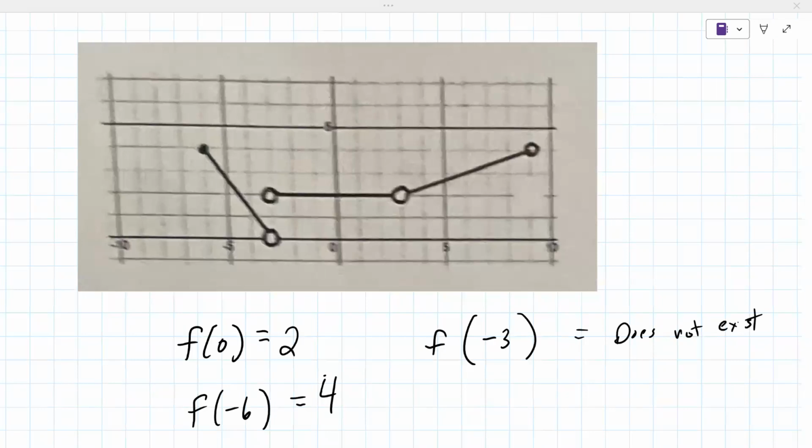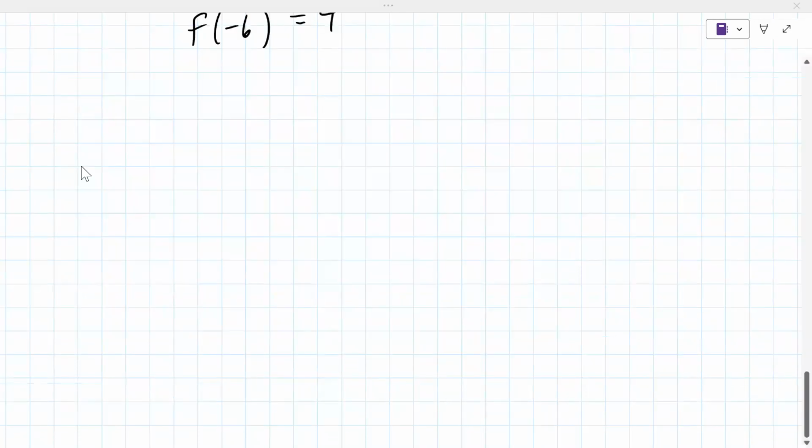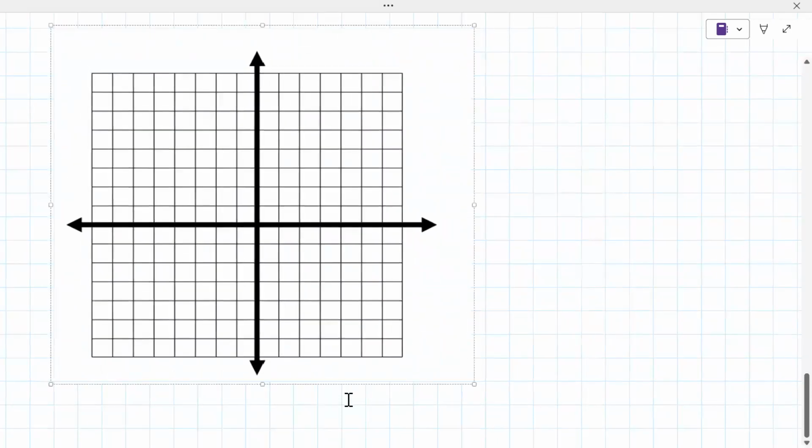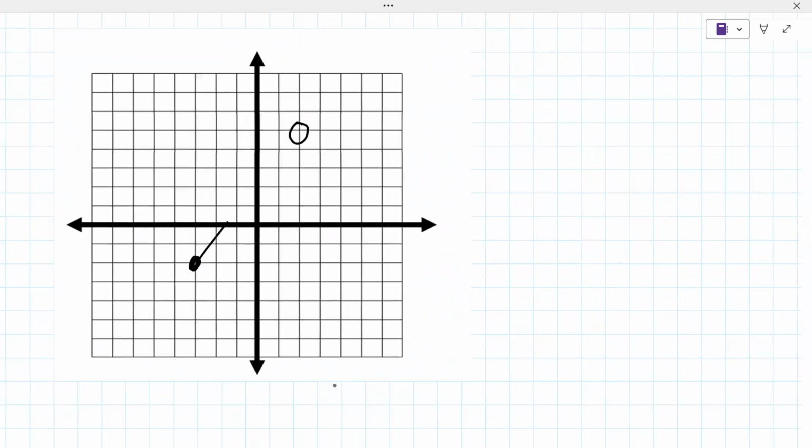Let's talk about domain and range. I'm going to start with some really basic examples, then maybe we'll get to some graphing. But let me do this. I'm going to put a filled-in dot there and an open circle there. Okay, let's talk about domain, and then we'll talk about range. Domain refers to the x values. What is the leftmost x value in this picture?